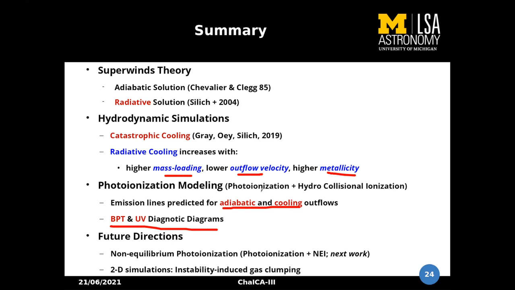However, we are preparing results for non-equilibrium photoionization, and our current result is collisional ionization. This current paper is submitted to ApJ, but in a future paper we will also show the results of non-equilibrium photoionization, and we also plan to extend this to a simulation in which we are able to see instability-induced clumps in the outflow.